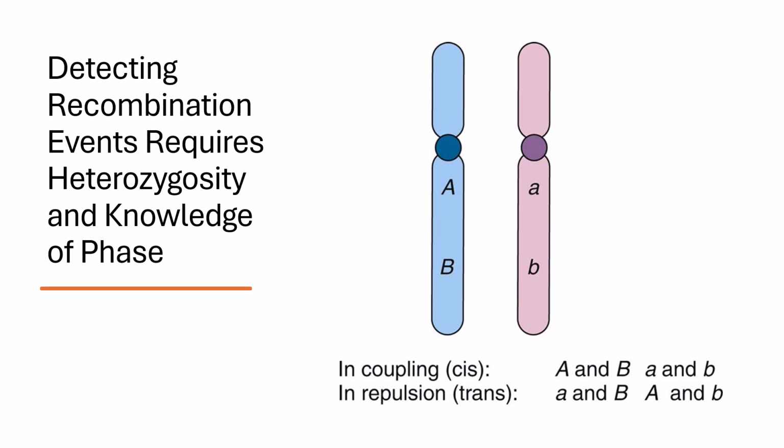So detecting recombination events requires heterozygosity, and also we need to know the phase. We need to know that A and B are a haplotype, which means that they are in the same chromosome, generally speaking, and if recombination occurs, then it can change. So we need to know the haplotype, as well as there needs to be heterozygosity in order to detect recombination events.